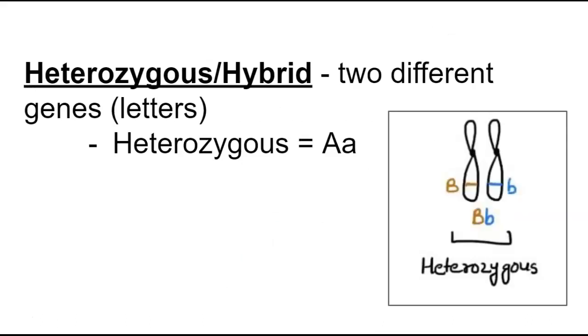Now, what if they've got two different letters? Well, then they're heterozygous or hybrid. Heterozygous means they've got two different letters, so like a capital and a lowercase. So in these problems, they'll say, oh, the mom is heterozygous. That just means they've got a big A and a little a.